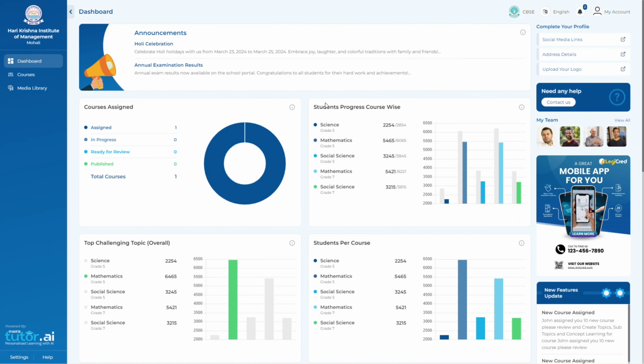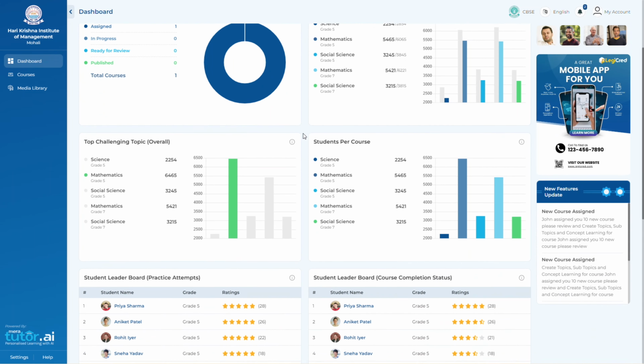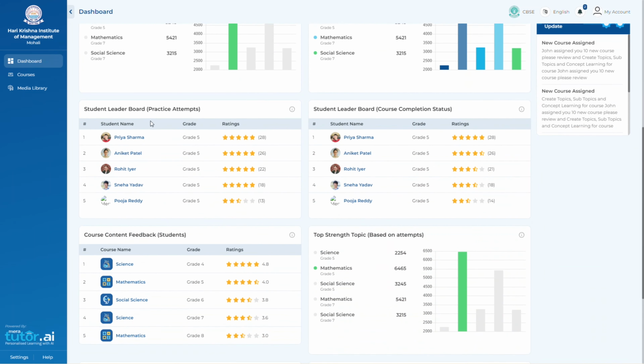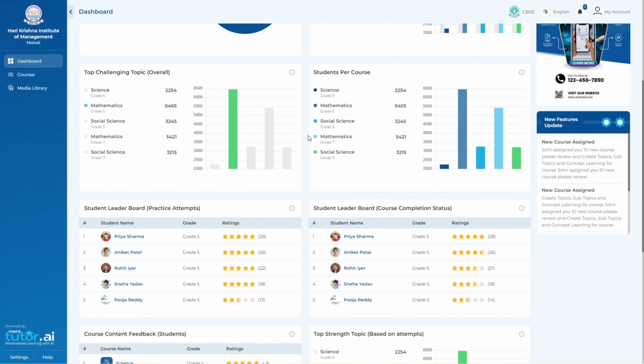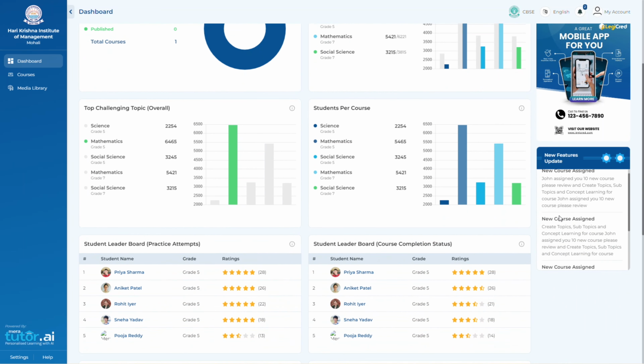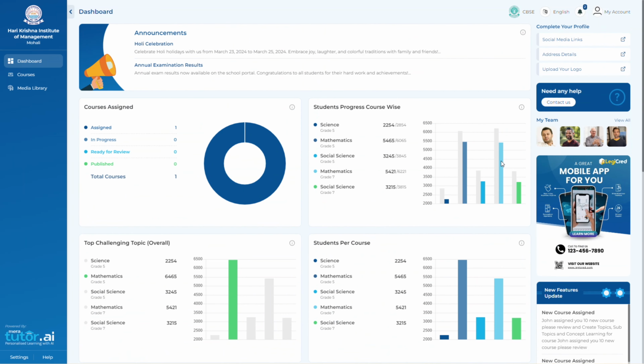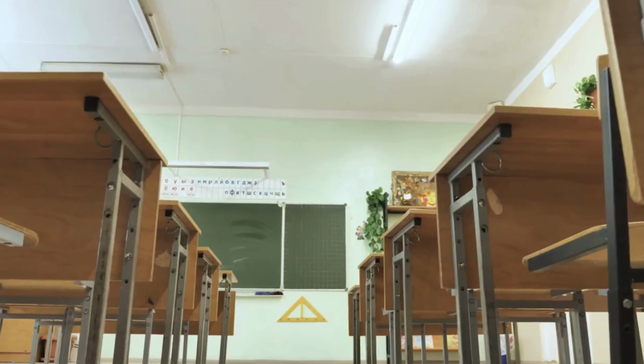MeraTutor.AI as a platform enables educators, administrators, parents, and students with data and charts to monitor, measure learning processes and outcomes while being able to take appropriate actions for improvement. No more guesswork. Access powerful analytical insights and data on MeraTutor.AI to monitor and measure education.